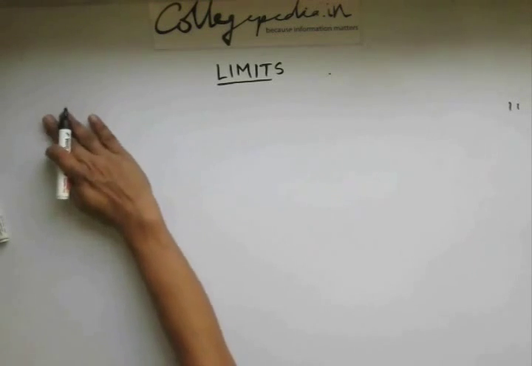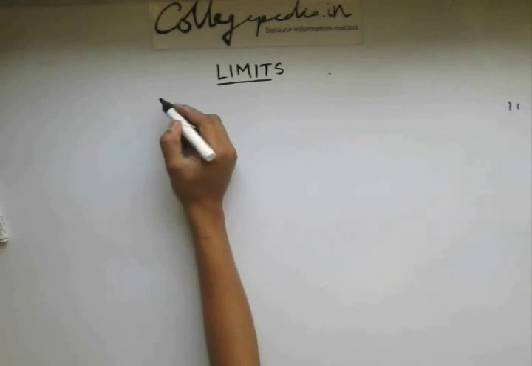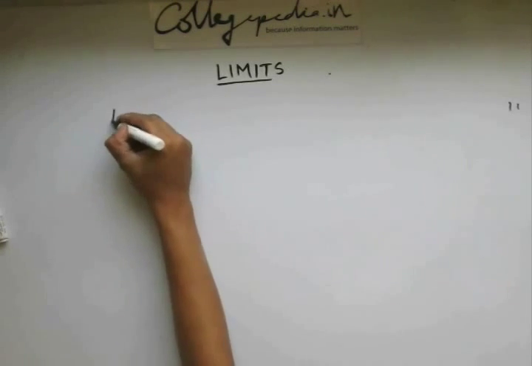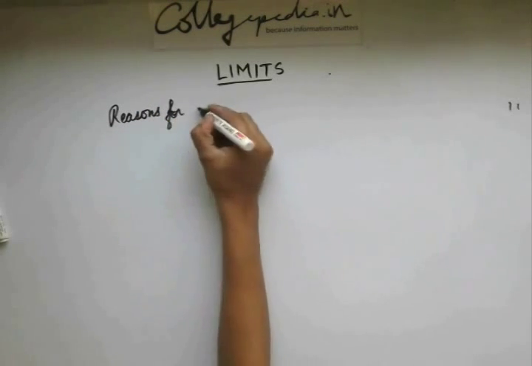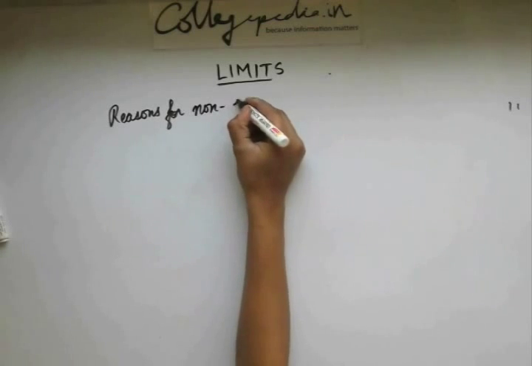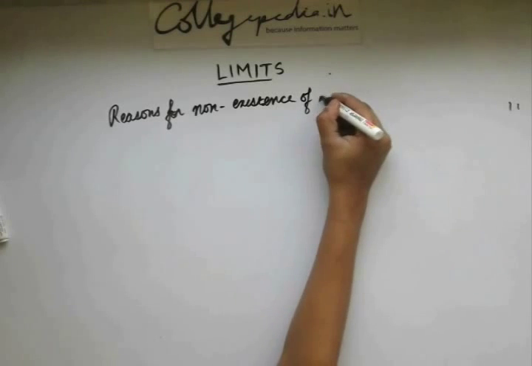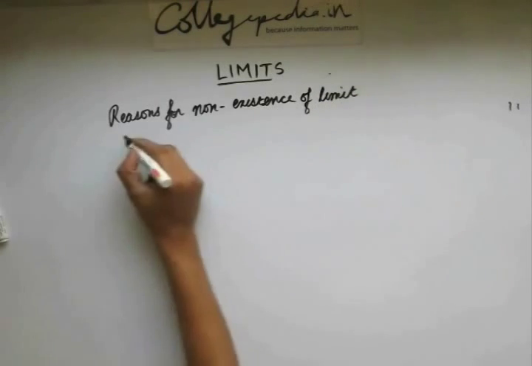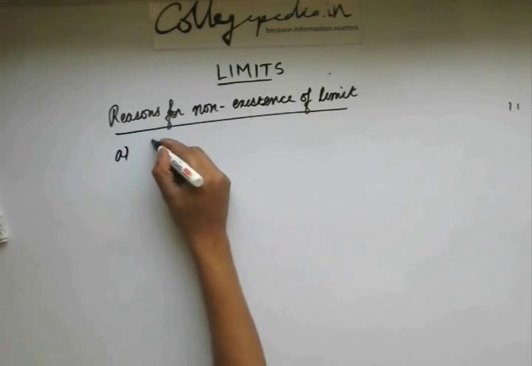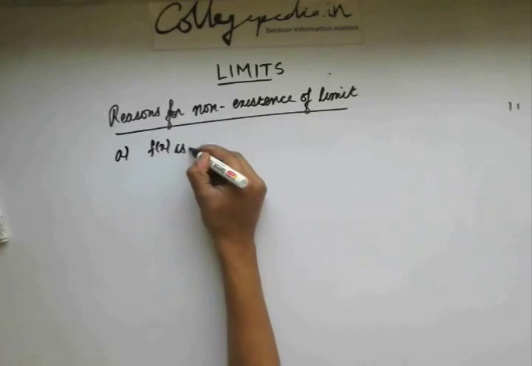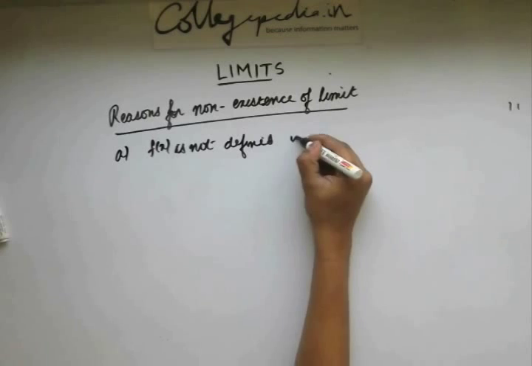Now, limit doesn't exist in three cases. First is that f(x) is not defined in the neighborhood of a.